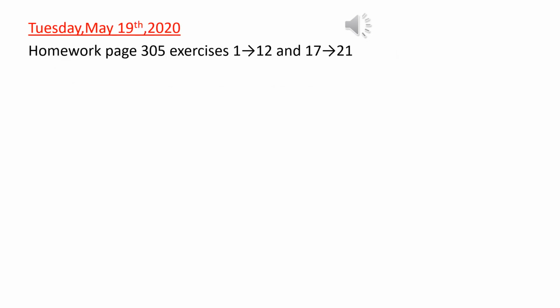For Tuesday, May 19, 2020, please solve page 305, exercises 1 to 12 and 17 to 21.